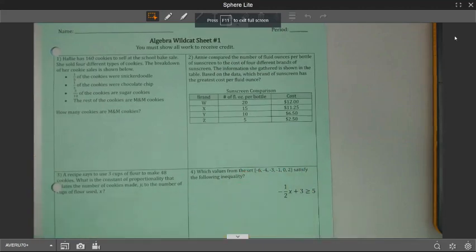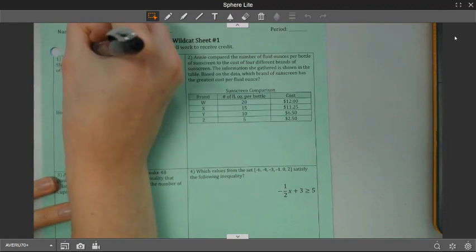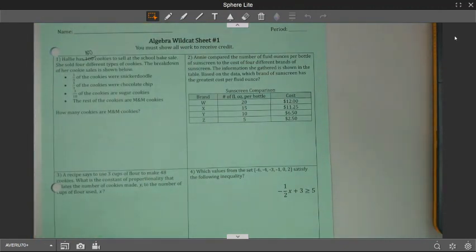Okay, so let's go ahead and go over our algebra sheet, Wildcat sheet 1. I'm actually going to change this 160 in the first question to 180. It just works out a little bit better. So Hallie has 180 cookies to sell at a school bake sale.